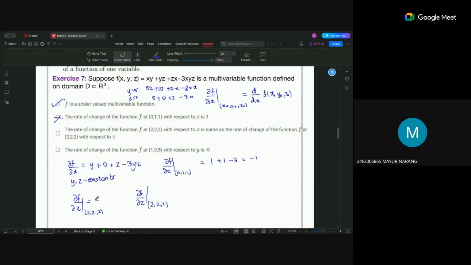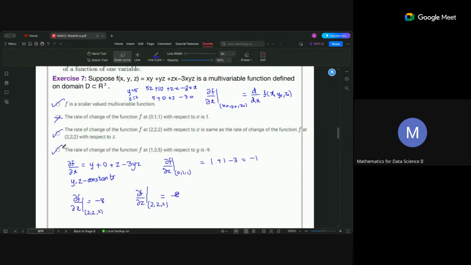-8. Minus 8. And what is ∂f/∂z? This is also -8. Okay, fine. So option 3 is correct. What about option 4? -9. This is also correct.